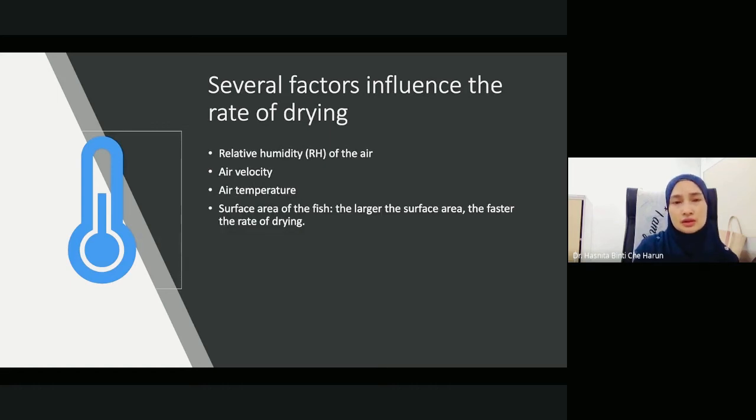So these are the factors that you need to consider that influence the rate of the drying process. One of it is the relative humidity of the air itself, the air velocity, temperature, as well as the surface area of the fish. You have to bear in mind that a larger surface area could speed up the rate of the drying process.